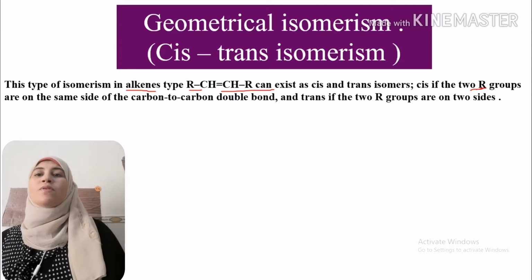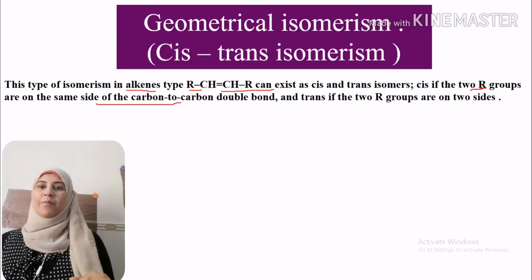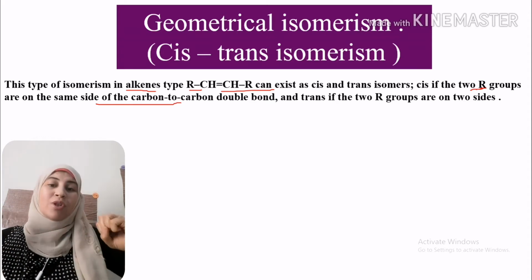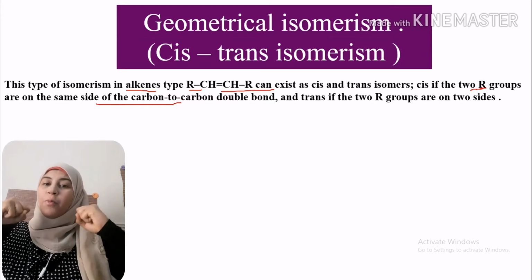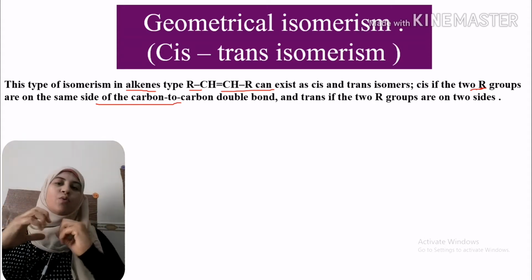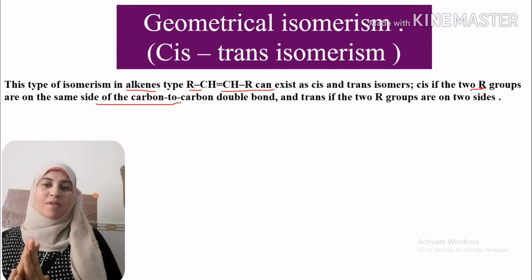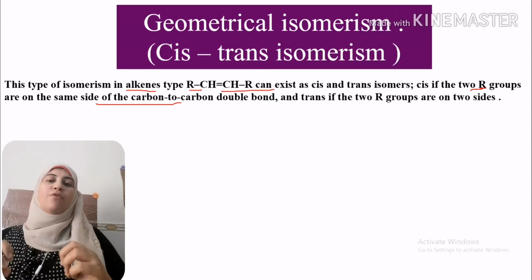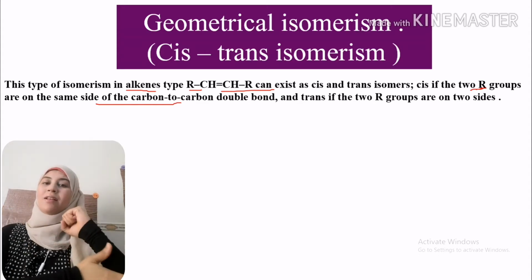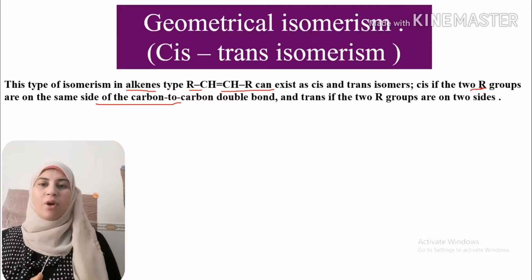The two R groups are not attached to the same carbon atom, and we will know why. The two R groups must be attached to two different carbon atoms of the double bond. The first carbon atom is attached to one R and the second carbon atom is attached to another R. It is cis if the two R groups are in the same direction. So if we have two alkyl groups in the same direction, we have the cis isomer. If one alkyl group is in the opposite direction to the other alkyl group, we have the trans isomer.